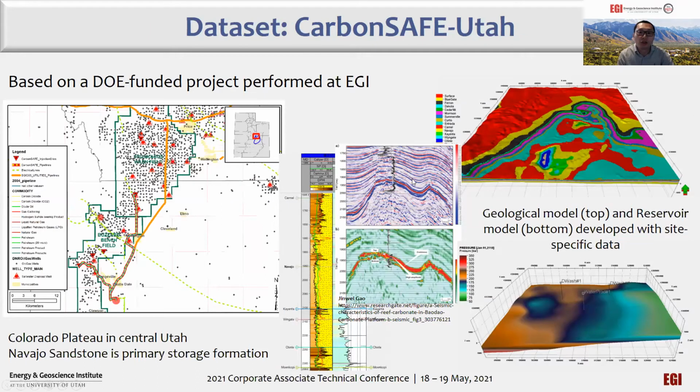Here we choose the Carbon-Safe Utah dataset as one of the models for this work. This project is also based on a previous DOE funded project that Mr. Ashley just mentioned in his presentation. The map shows the identified CO2 storage site. It's Drunkard's Wash, located in the Colorado Plateau in central Utah.